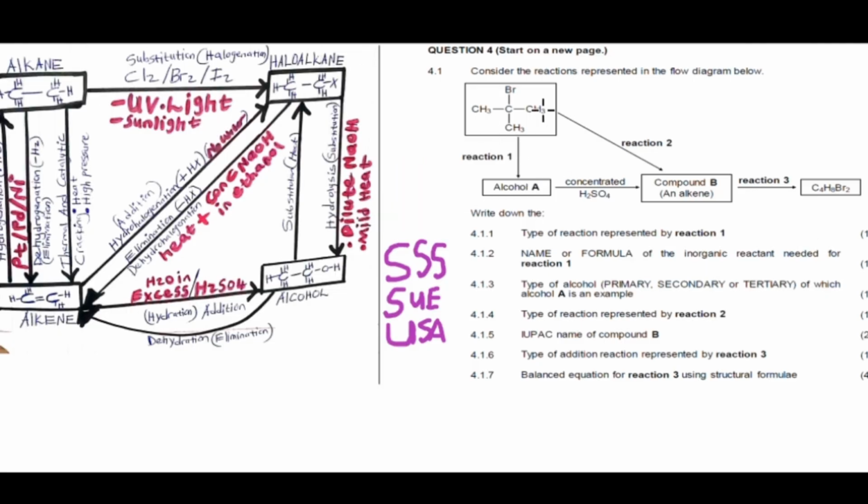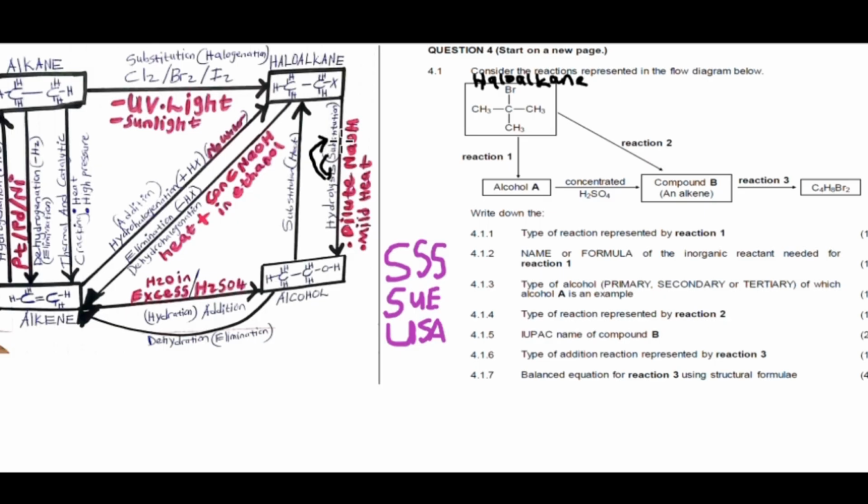Let's look at reaction 1. We are moving from a haloalkane. We have said that this is a haloalkane here because of the presence of a Br atom. So I've written it up there. So from a haloalkane to an alcohol, look at your summary, guys. Your summary is going to help you. From a haloalkane to an alcohol, so it is substitution. That is the type of reaction.